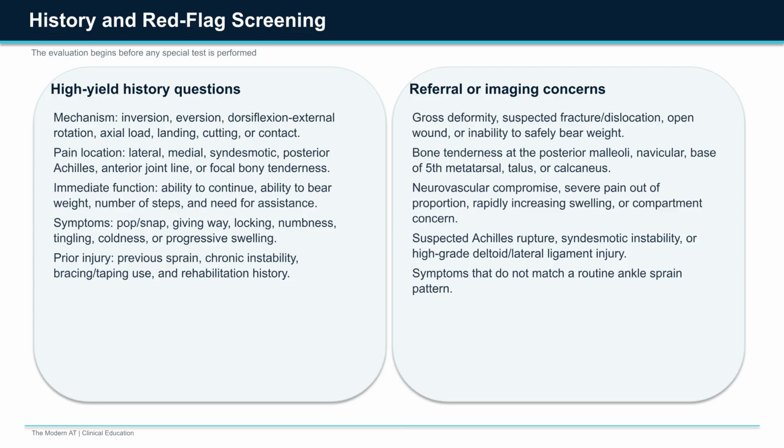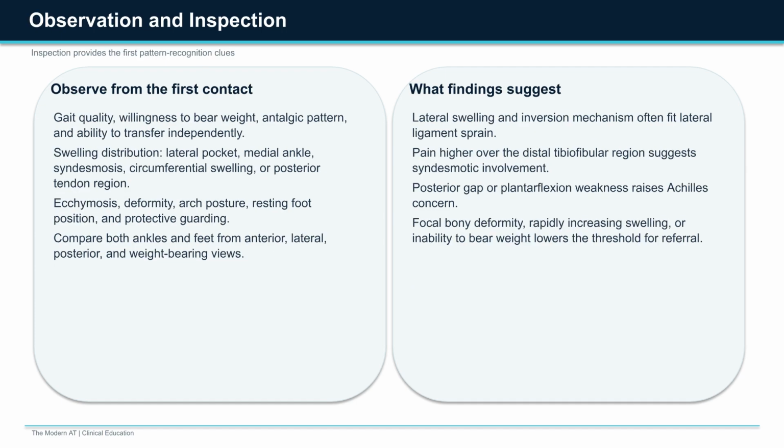The history tells you which pathway to follow. Ask whether the mechanism was inversion, eversion, dorsiflexion, external rotation, axial load, landing, cutting, or contact. Clarify pain location and whether the athlete could continue or take 4 steps. Ask about popping, giving way, locking, numbness, tingling, coldness, and swelling progression. Red flags include deformity, suspected fracture, open wound, neurovascular change, severe pain, Achilles rupture signs, and symptoms that do not match a routine sprain.